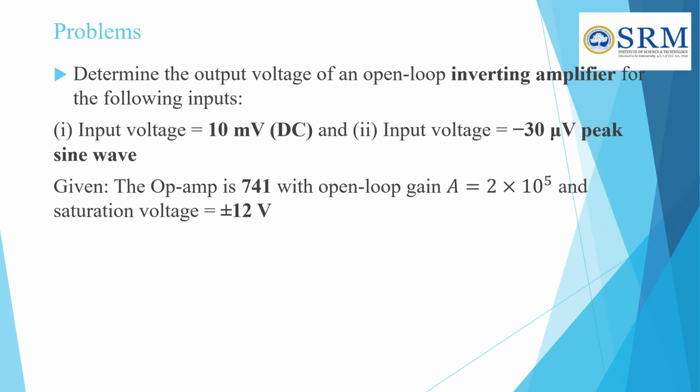Next, let us look into some of the problems. Determine the output voltage of an open loop inverting amplifier for the following inputs. Input voltage is equal to 10 millivolt DC. Input voltage is equal to minus 30 microvolt peak sine wave. Given the op-amp is 741 with open loop gain A equal to 2 into 10 to the power 5 and saturation voltage is plus or minus 12 volt.